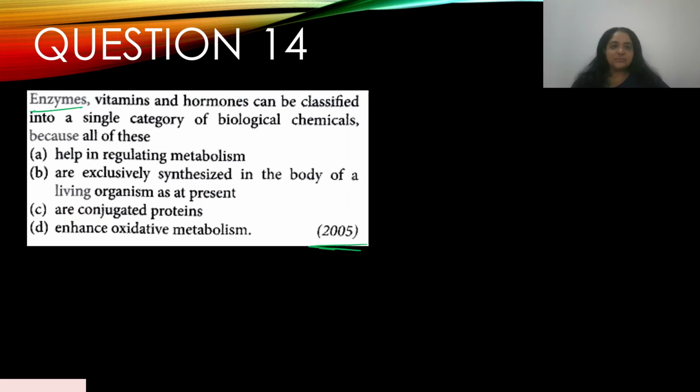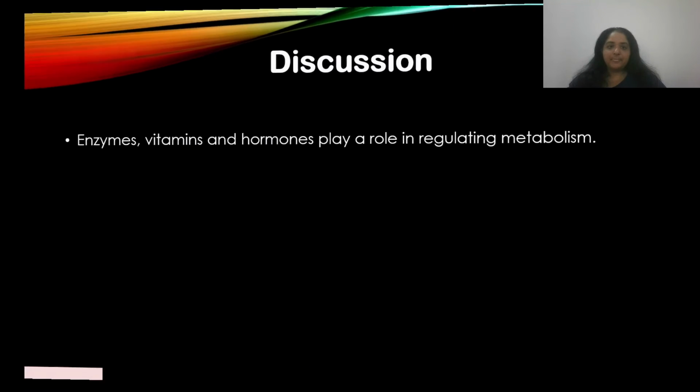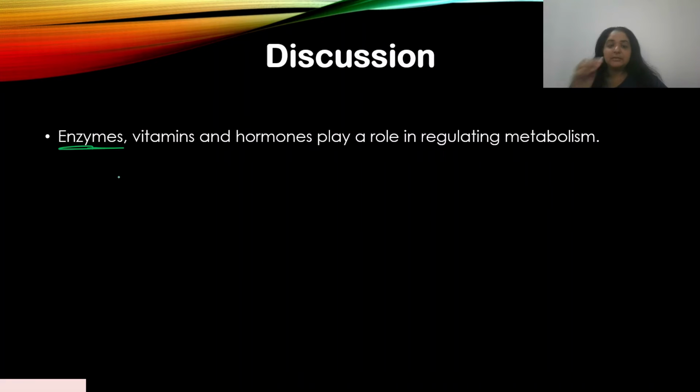So you have enzymes, you have vitamins, and you have hormones. Then they can be categorized or classified into a single category because all of these help in regulating metabolism. Okay, so the answer is A. Now there are different enzymes that participate in the cycles that are present in the cells which help in regulating metabolism. We have vitamins which help in regulating metabolism, and you have hormones also like glucagon, insulin.